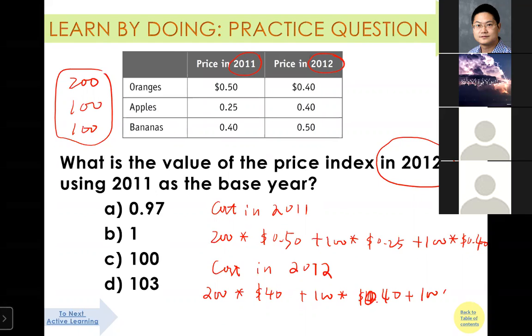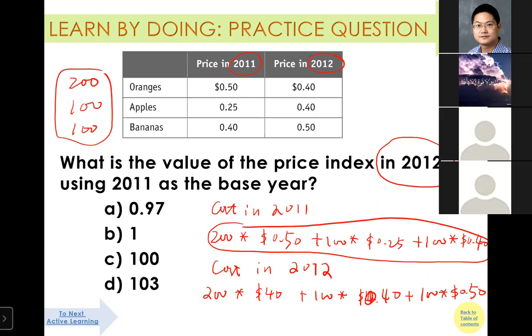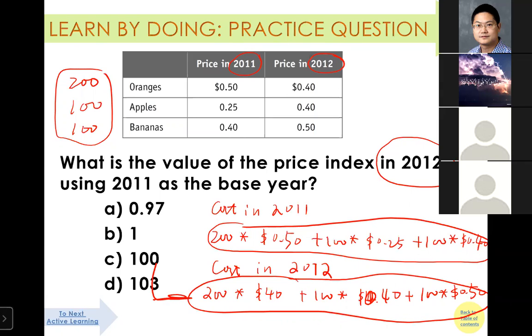Right? So once we find out the cost and the cost, and then so what are we gonna do? We use this number, divide by this number, and multiply by 100. Okay, so again, I leave the actual calculation to you. So you should be able to find that number as long as you understand the formula, right?